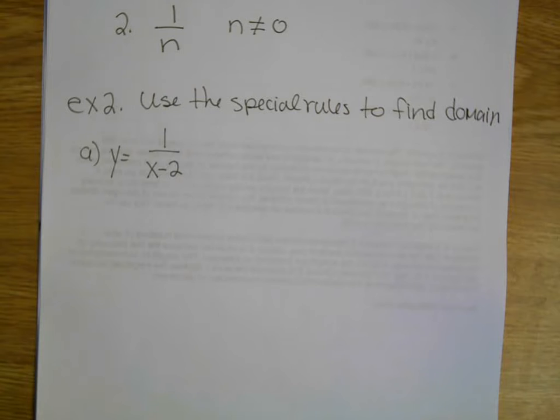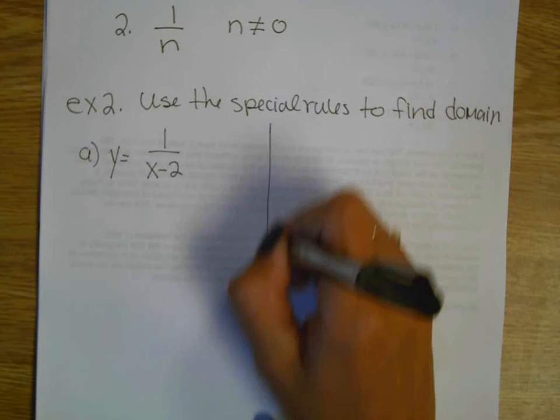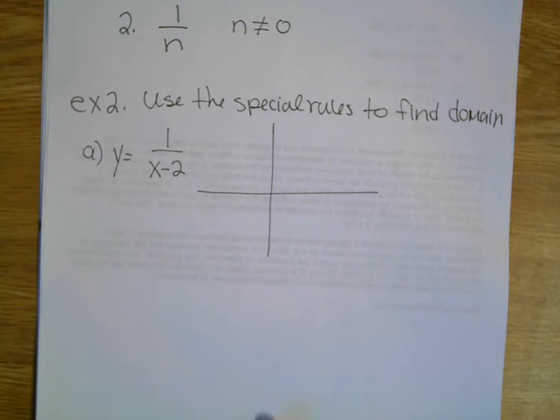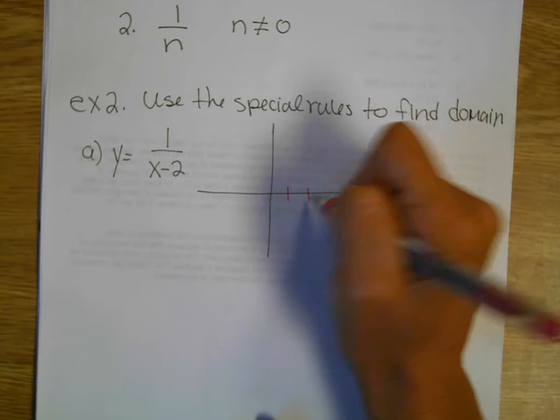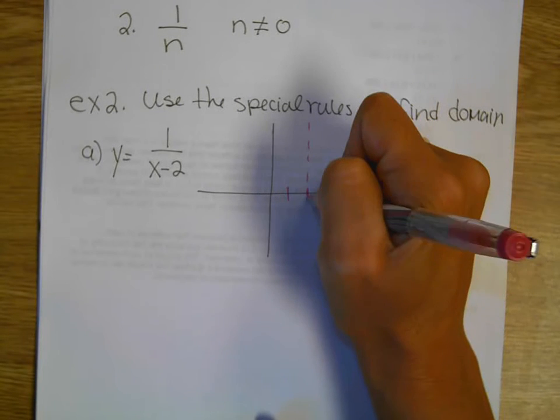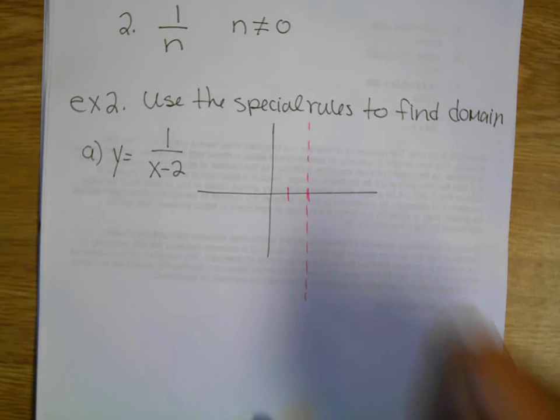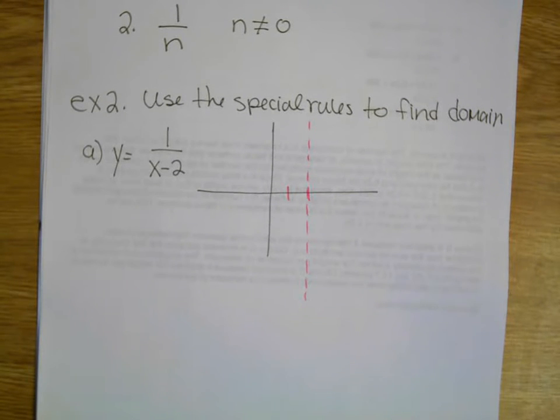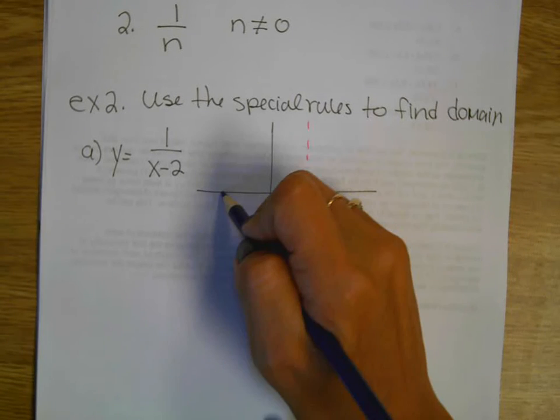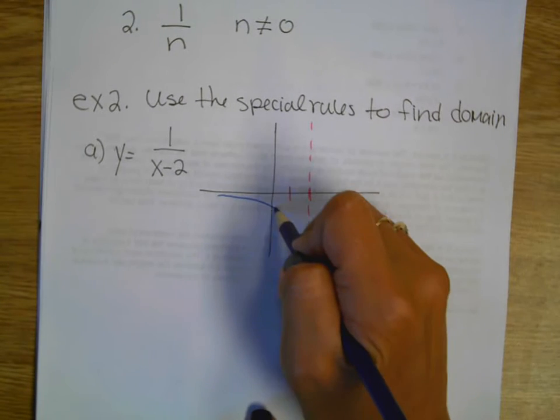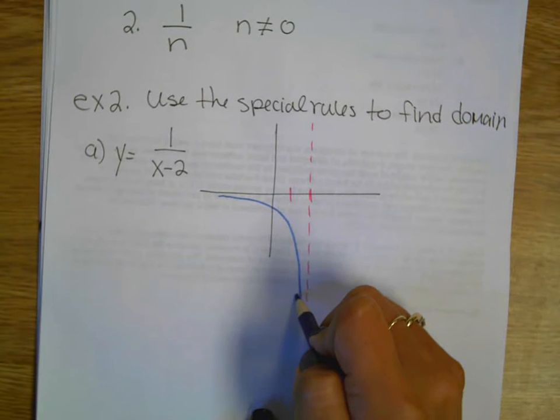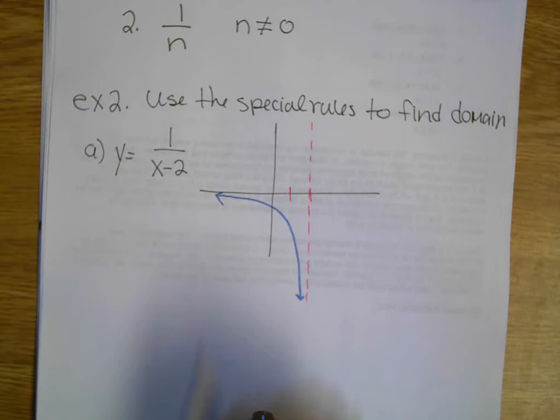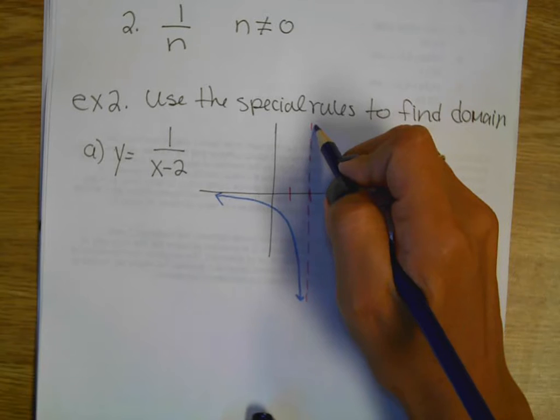So the graph does have that vertical asymptote. Looks like it's at 2. That's our imaginary line that the graph approaches but never touches. So the graph itself looks like it has 2 branches to it. Looks like it approaches the x-axis and that vertical asymptote. And then it has a branch up here.